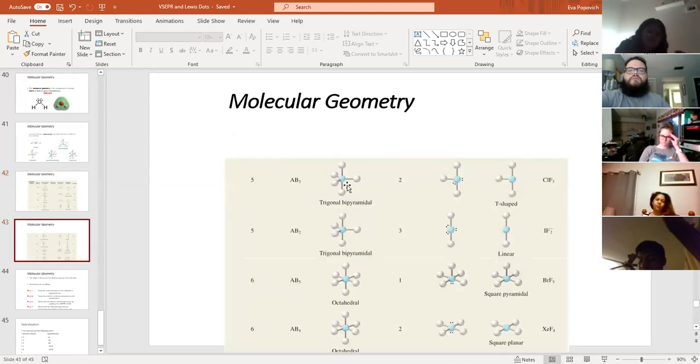If I have two things removed from a trigonal bipyramid, and I have two lone pairs, I get something that looks like it's T-shaped. Three things away, I have a linear molecule.